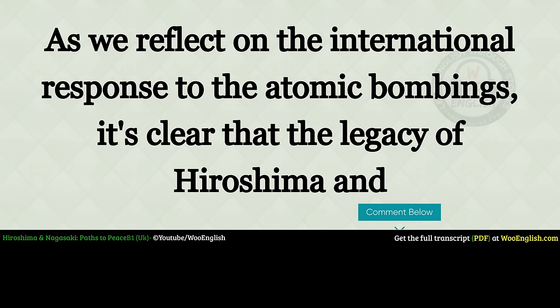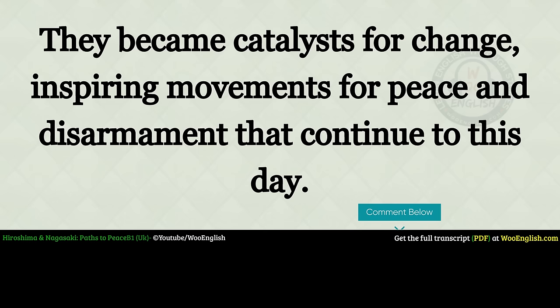As we reflect on the international response to the atomic bombings, it's clear that the legacy of Hiroshima and Nagasaki extends beyond their immediate impact. They became catalysts for change, inspiring movements for peace and disarmament that continue to this day.